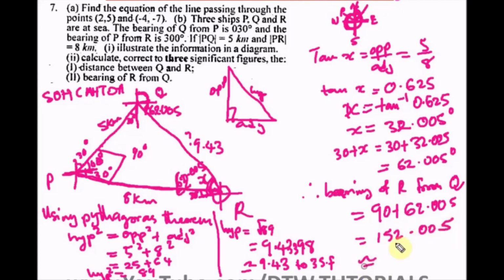And to 3 significant figures, we have 1, 2, 3. The next digit here is 0. Can you approximate? No. So we have our final answer as 152 degrees to 3 significant figures. So this is our final answer. Make sure you draw your diagrams well and label them well.